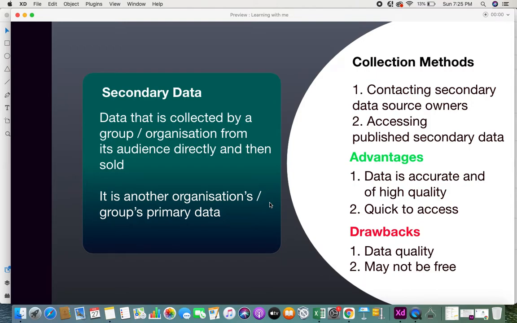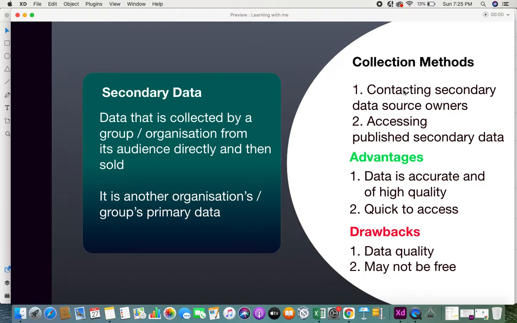So always data that's not been collected by you, it's collected by someone else and then given to you, we can consider that as secondary data. So if you see the methods of getting this secondary data to your hand, it's by contacting the secondary data source owners. Okay, so let's say you want information about online store people, so you definitely have to go into an online retailer, and then you will be able to get information.